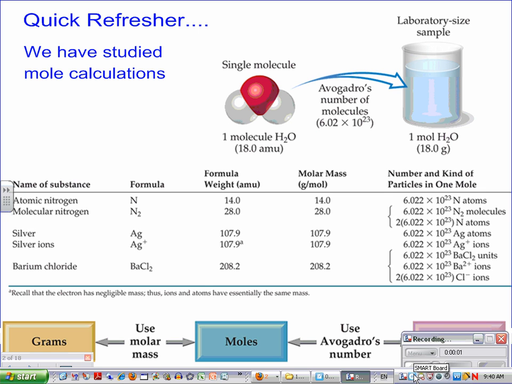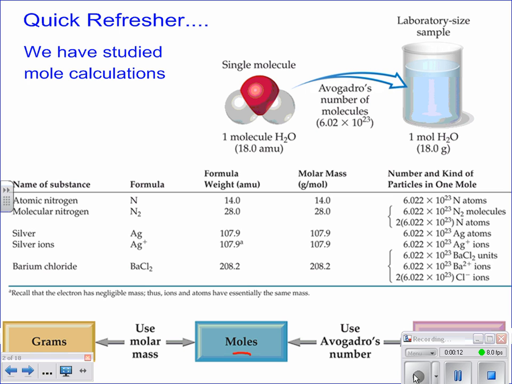Refresher on what we have studied up to this point. Last semester we looked at doing some mole calculations. I'm not going to go through all of this, but basically we said that if you can get to moles of a substance, you can go back and forth between moles and grams. You can do that by using what we call GFM, the gram formula mass, molar mass, whatever you want to call it.